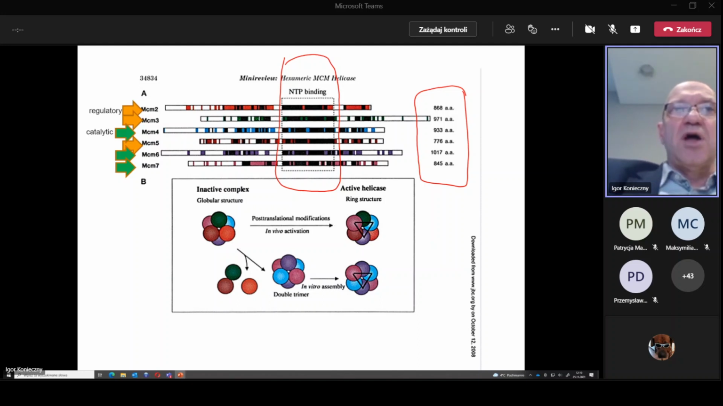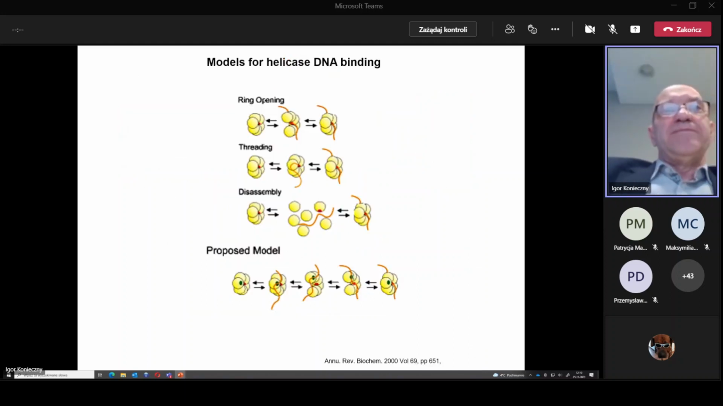And this is the concept that some of those subunits have a regulatory function, and some of them have a catalytic function, and some of them may also have a structural function. But no matter what, we have to discuss how it works, how the helicase works.